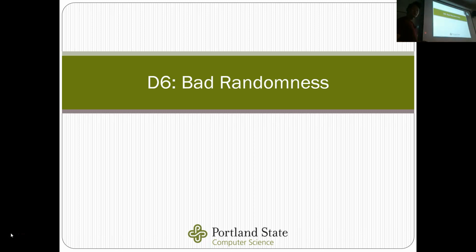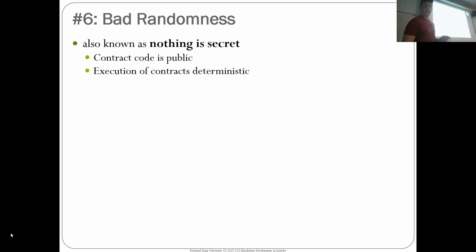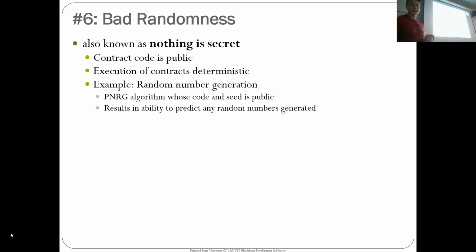Okay, so the first of the top 10 that we're going to cover is bad randomness. This is otherwise known as nothing is secret on the blockchain. The contract code is public. The execution of contracts is deterministic. So everybody knows what transactions are going to do for the state of whatever that contract has on the blockchain.